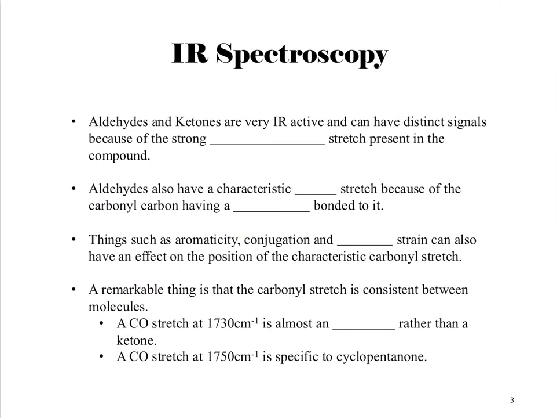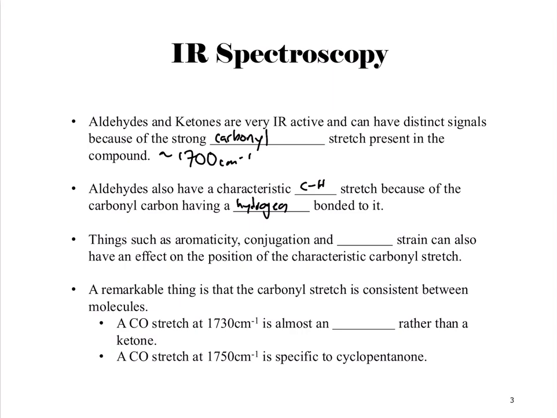All right, so with IR spectroscopy, aldehydes and ketones, which you guys are familiar with, have very active IR absorption peaks, and it's most distinguishable. Both of these are any compound with a carbonyl carbon. They have a strong carbonyl stretch present in the compound, and that's usually around 1700 inverse centimeters. Aldehydes also have a characteristic CH stretch, right? Because we have an extra hydrogen that's bonded to the carbonyl carbon, right? So there's an extra hydrogen there that then exhibits its own vibrational mode that absorbs in the IR region.